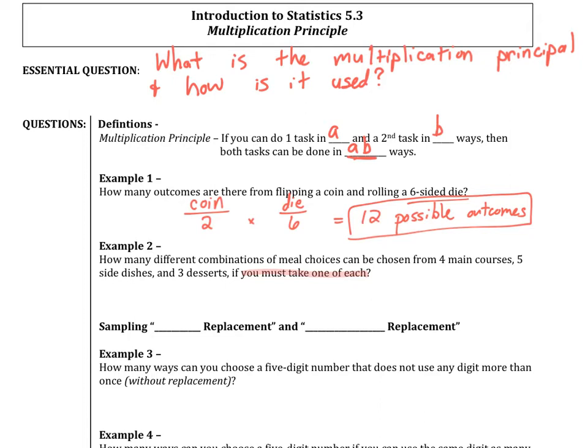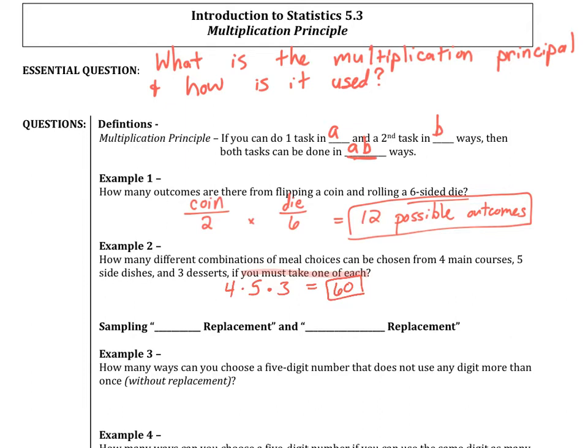So we have 4 options for the main course times 5 options for the side dish times 3 options for dessert. And this will tell us how many total options we have. 4 times 5 is 20, and 20 times 3 is 60. So there are 60 choices.